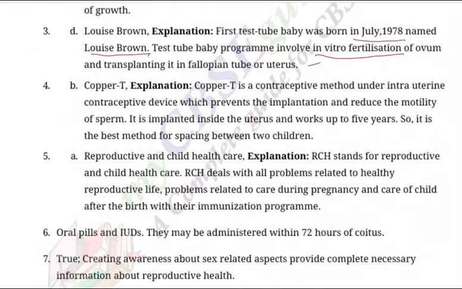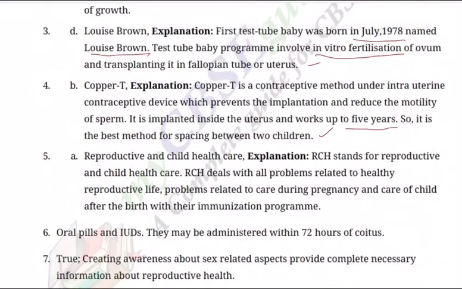Question number 4, effective one, copper T. Copper T is a contraceptive method under intrauterine contraceptive devices which prevents implantation and reduces the motility of the sperm. So two things it is doing, because copper is known to kill the movement of the sperms. It is implanted inside the uterus and works up to 5 years. So it is the best method for spacing between two children.